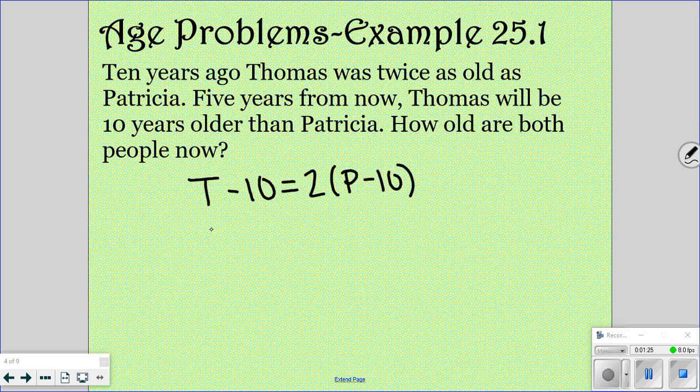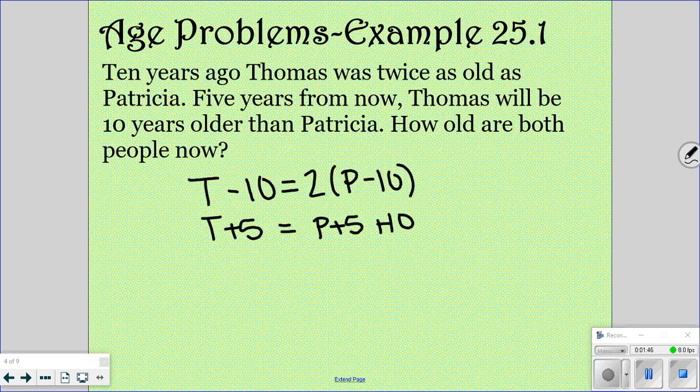And then it says 5 years from now. So Thomas in 5 years would be T plus 5. He will be 10 years older than Patricia. So that's going to be Patricia's age in 5 years. So 5 years from now, Thomas will be 10 more than Patricia.